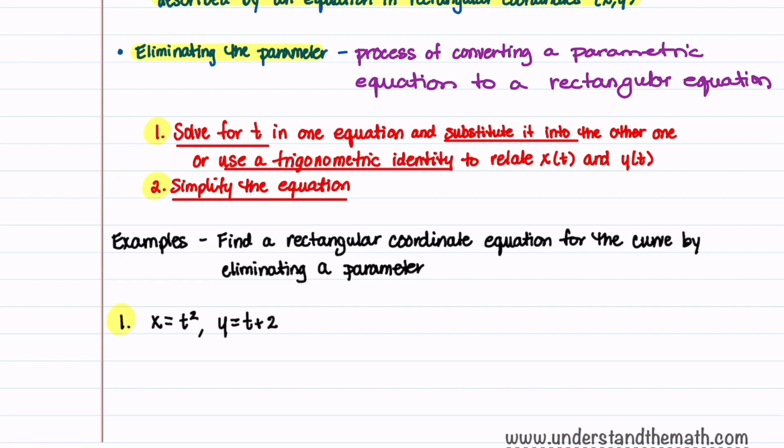In our first example, x is equal to t squared and y is equal to t plus 2. We'll first solve for t in our equation for y, and then we'll substitute it into our equation for x. We get t is equal to y minus 2, and that gives us x is equal to the quantity y minus 2 squared. This equation can't be simplified any further, and you might recognize this as an equation describing a parabola that opens to the right.